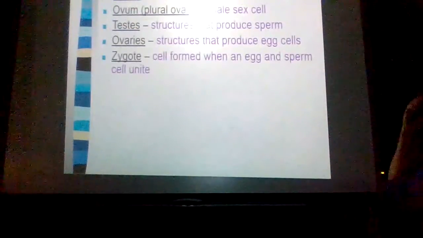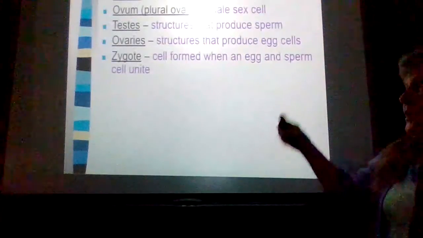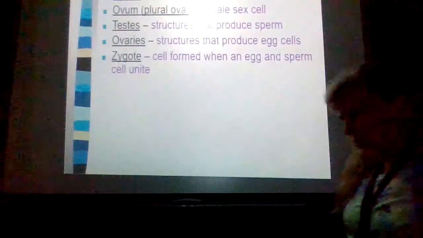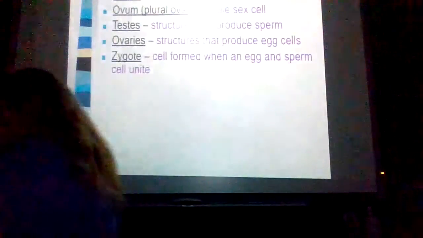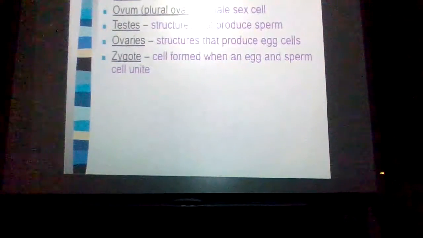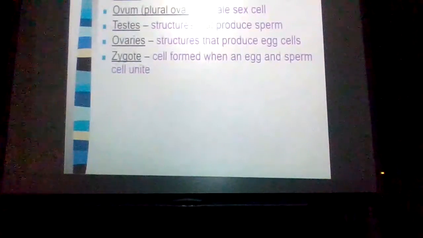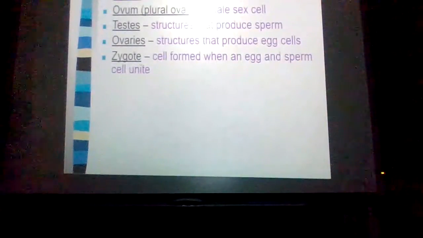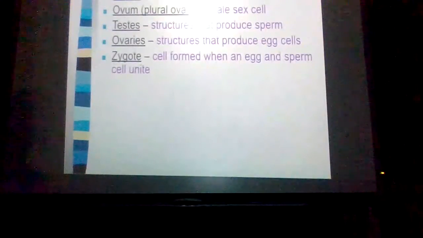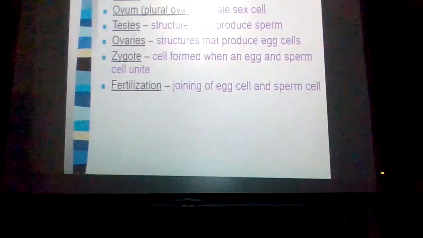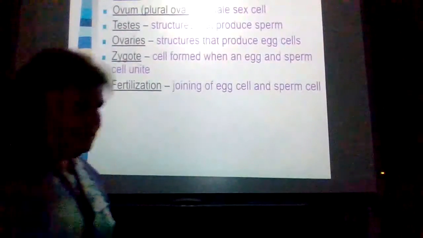We have a zygote. We've talked about zygotes. It's a fertilized egg or a cell that's formed when an egg and sperm cell unite. Fertilization is the joining of the egg cell and the sperm cell.